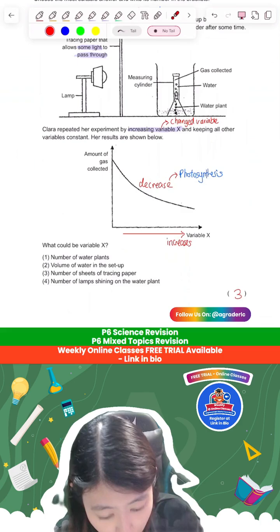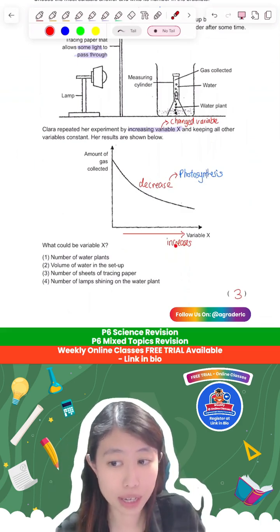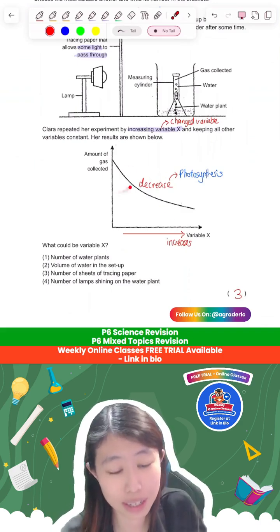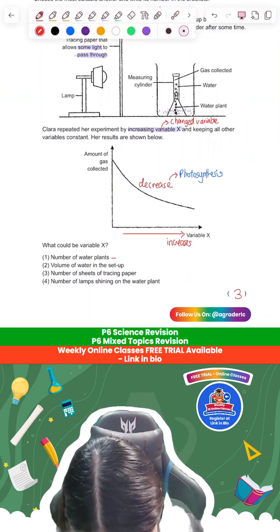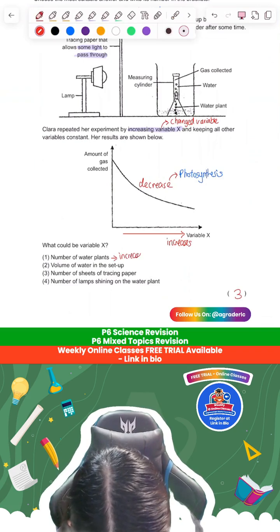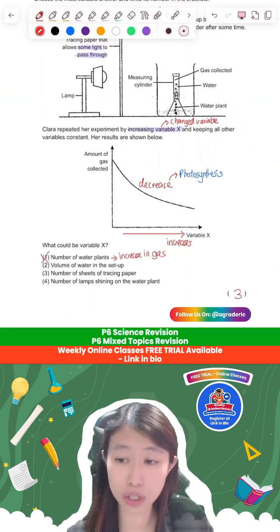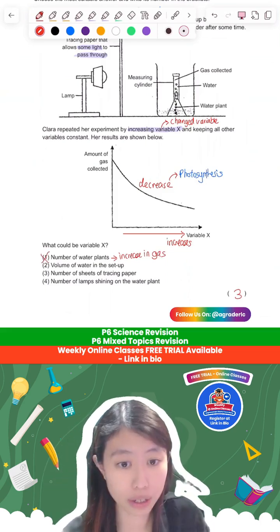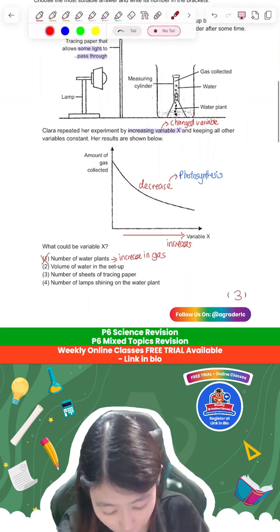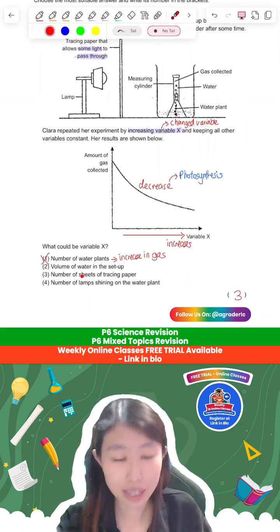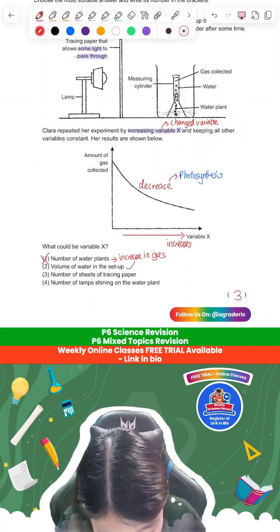So you must take note that if there are more water plants, they're able to photosynthesize more. It should lead to an increase in the amount of gas collected. So this will not lead to a decrease. If there is more water, remember photosynthesis requires water, right? So if the volume of water increases, it should be able to photosynthesize more as well. So it's supposed to lead to an increase in gas.